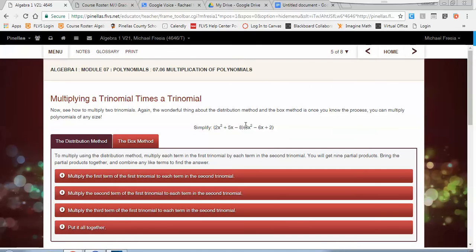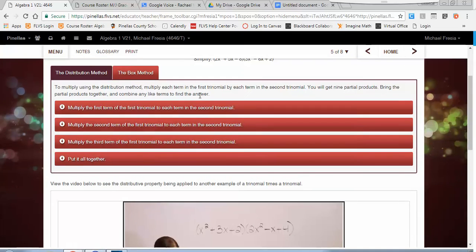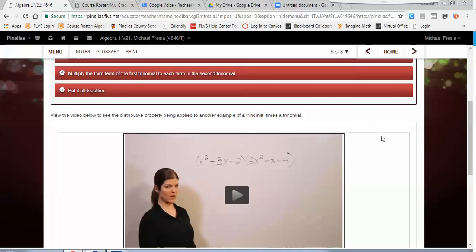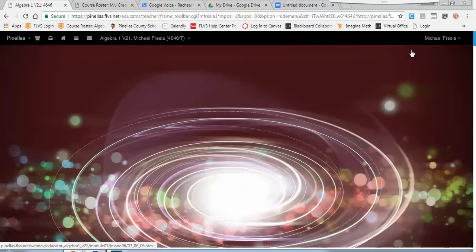Notice this looks similar to the adding and subtracting, but there's no adding and subtracting. This one's multiplying. So that means you're taking 2x squared and you multiply it by 3x squared, multiply by 6x, multiply by 2. And then you're going to do the same thing for the next term. And you do the same thing for the last term. Then you're going to add like terms. It shows you how to do all this step by step. So hopefully you're watching these videos explaining what you're supposed to do.